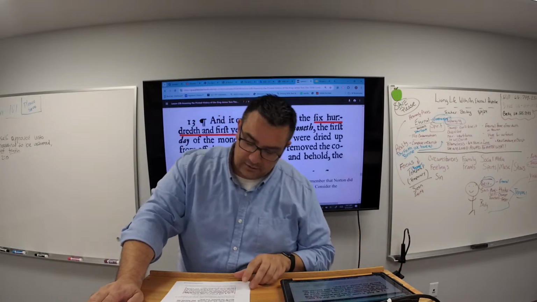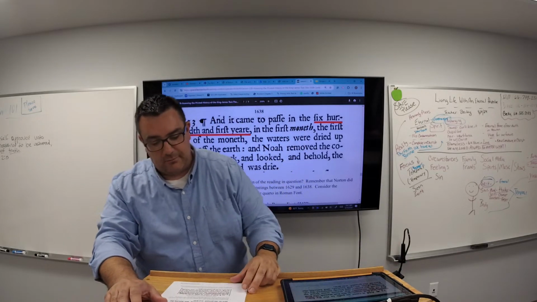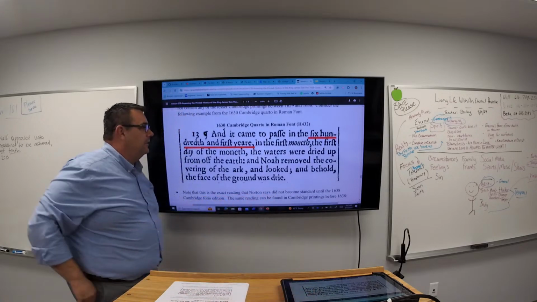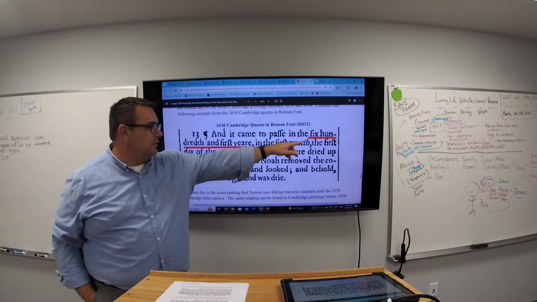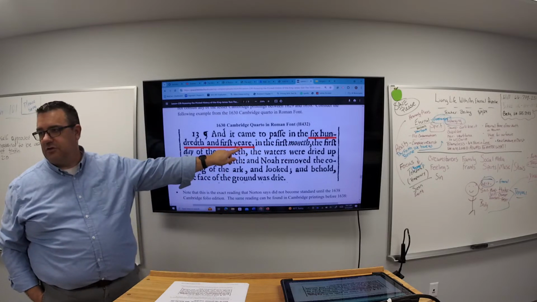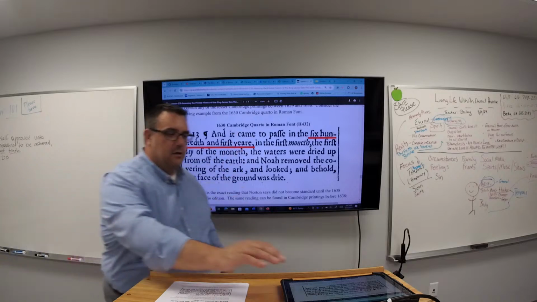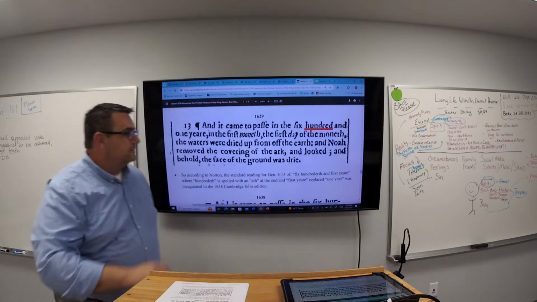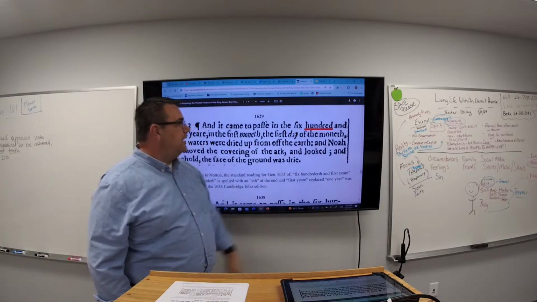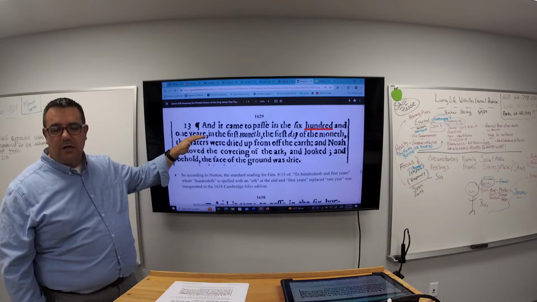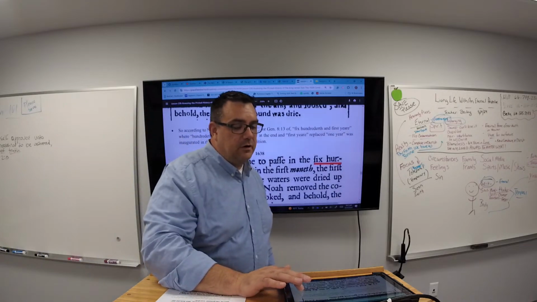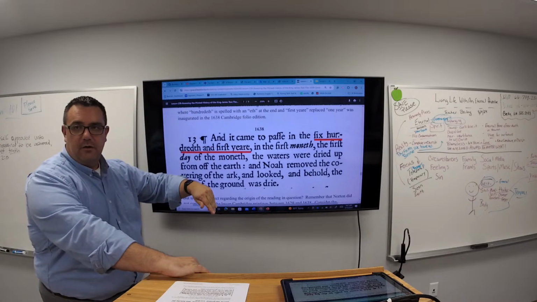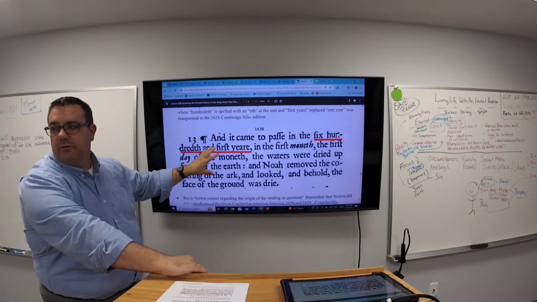Consider the following example from the 1630 Cambridge Quarto in Roman font. So here's a 1630 Cambridge Quarto in Roman font. Notice what it says. 600th and what? First year. Okay? So let's triangulate that. Let's go back to 1629. 601 what? Year. The 1638 has 600th and first year, and Norton says this is where the reading originated.